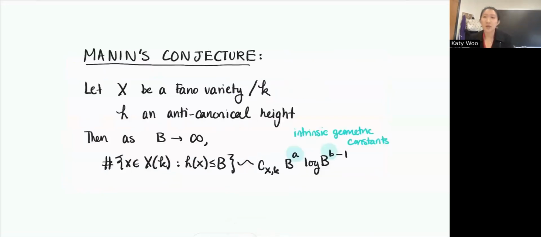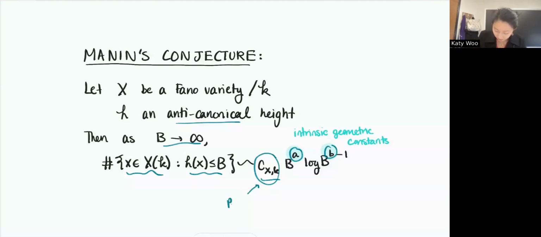So today I want to talk about Manin's conjecture. First we'll talk about the more general Manin's conjecture. Let's say X is a Fano variety over a number field, and H is an anti-canonical height on X. Then Manin's conjecture is about studying the number of points on X of height at most B as B goes to infinity. It predicts that this count is asymptotic to some constant times B^a (log B)^(b-1), where this little a and little b are intrinsic geometric constants. And later, this leading constant was given a prediction by Peyre. But I'm not going to focus very much on the leading constant in this talk.